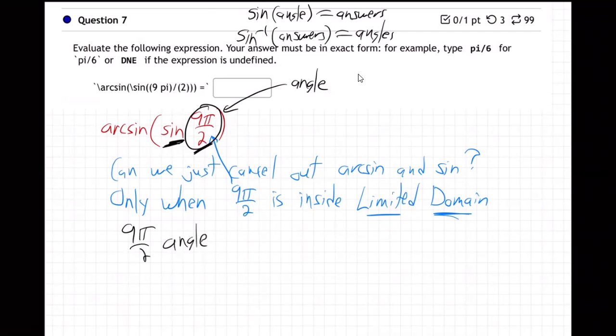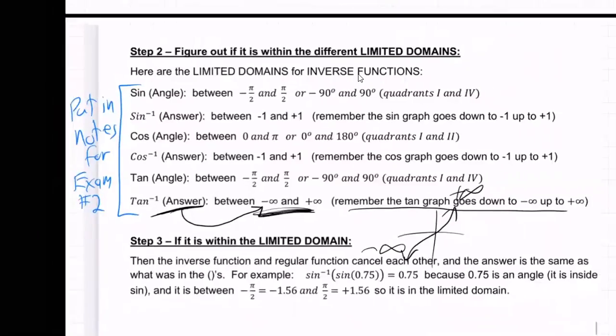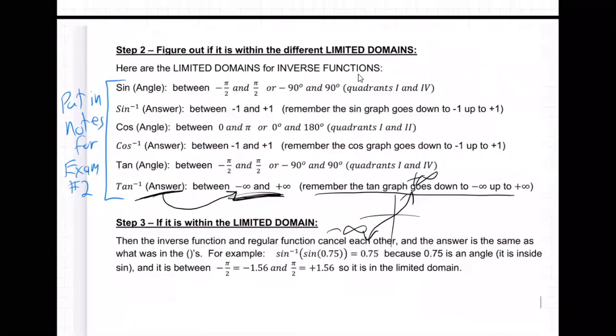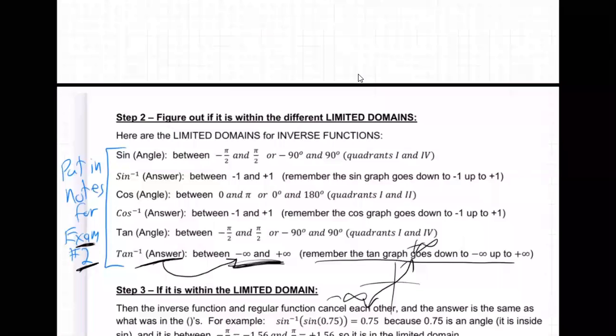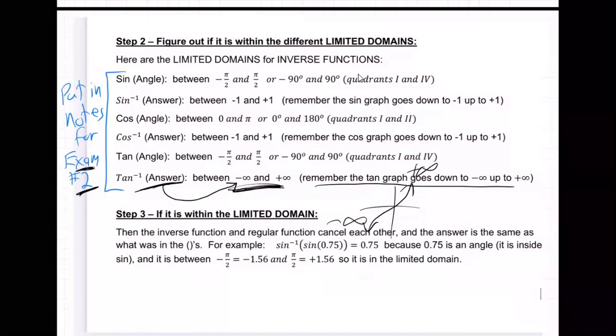And we want to know, is it within the limited domain? Well, let's go to the limited domain. This is from the notes, the exam 2 notes. You want to have this in your notes when you take exam 2. So what are we looking for? Sine inverse of an angle, it's got to be between negative pi over 2 and pi over 2. Quadrants 1 and 4.